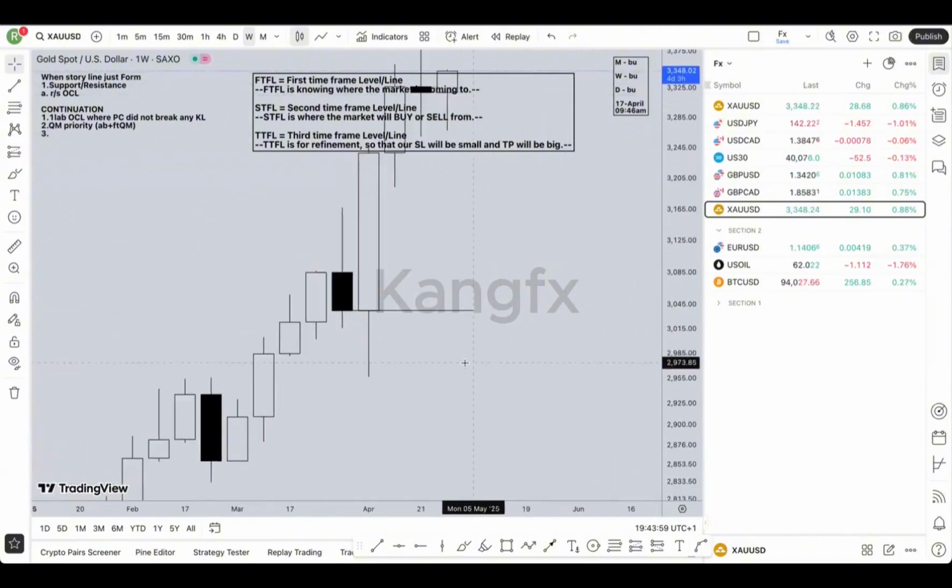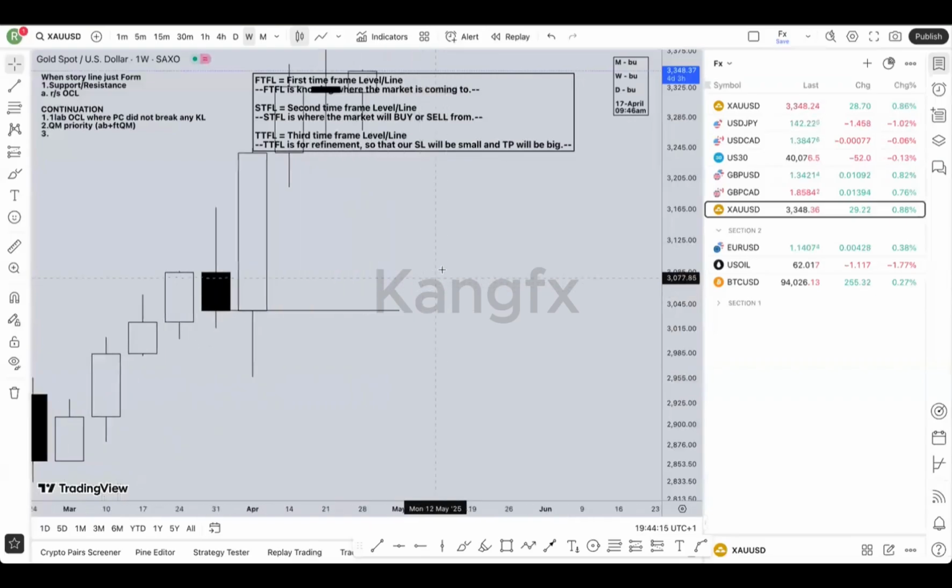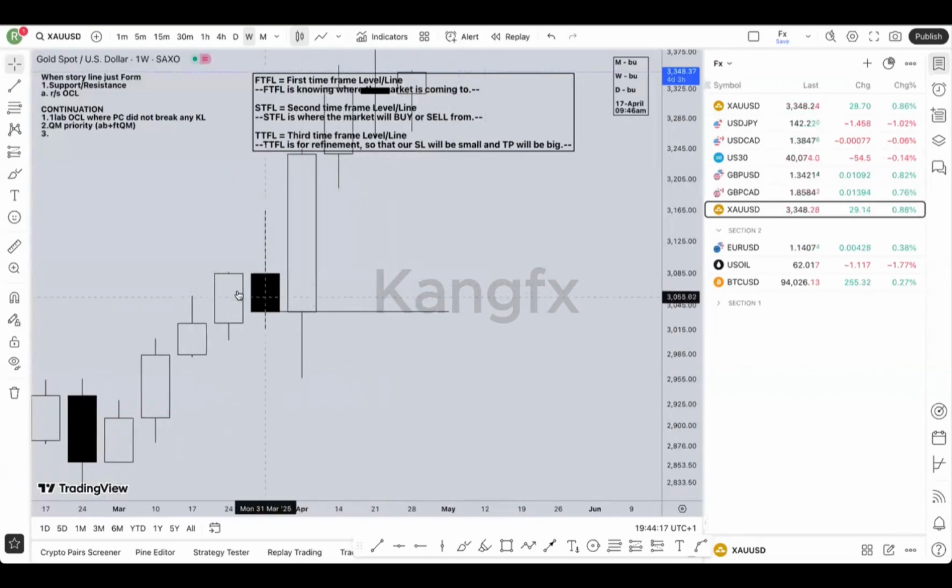you see the support is made up of two candles, the bullish and bearish candle. So we are going to mark the beginning of the first candle. This is a black candle. What I always do is mark the first candle. This is how we get our STFL. That's the process I'm showing you now.